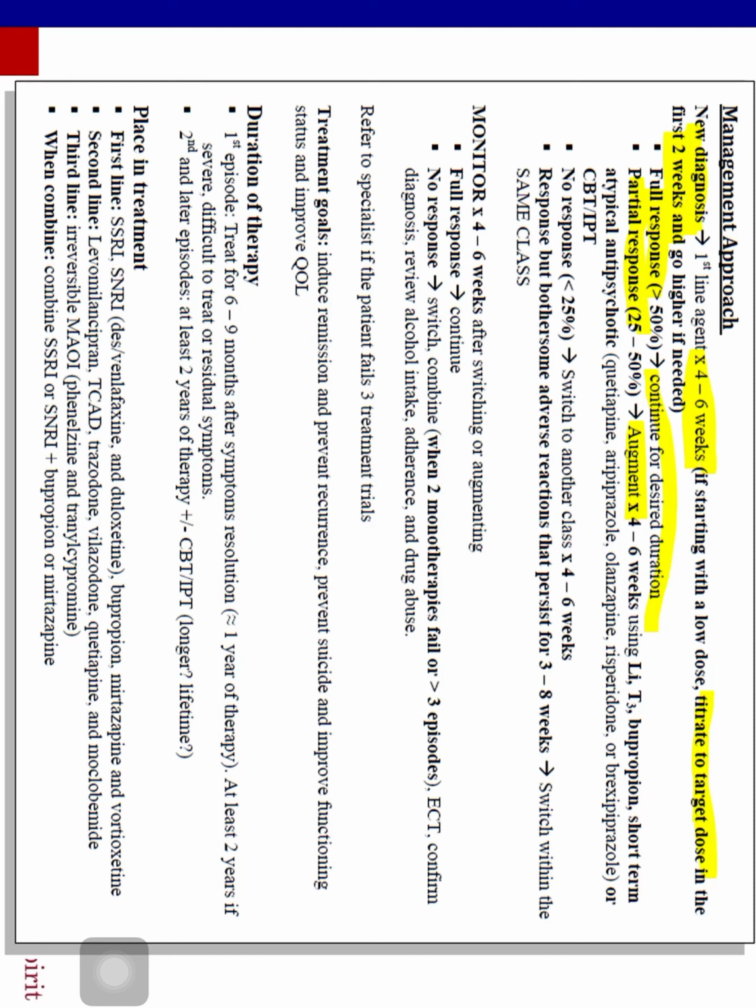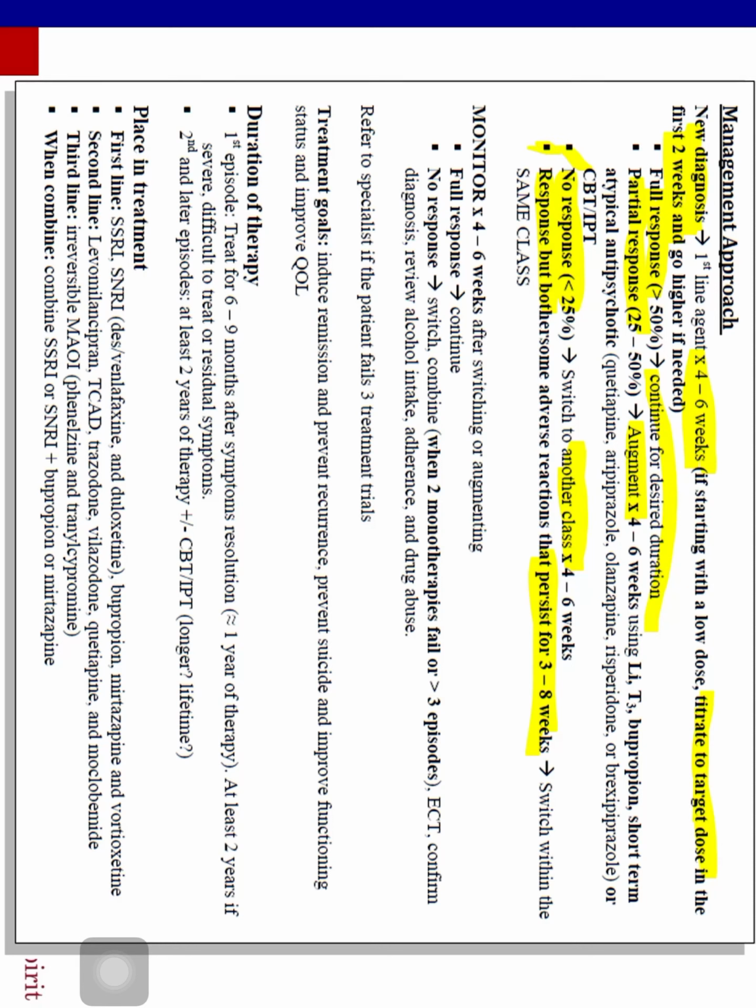After we switch agents, if the patient has no response, which is defined as less than 25% of symptoms improvement, we switch the patient to another class, and we continue this for 4 to 6 weeks. If the patient has good response, but the patient develops bothersome symptoms or adverse reactions that persist for 3 to 8 weeks, then we switch within the same class. These last 2 points are important to keep in mind.